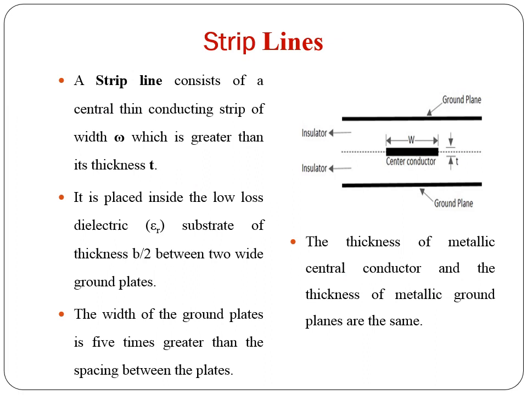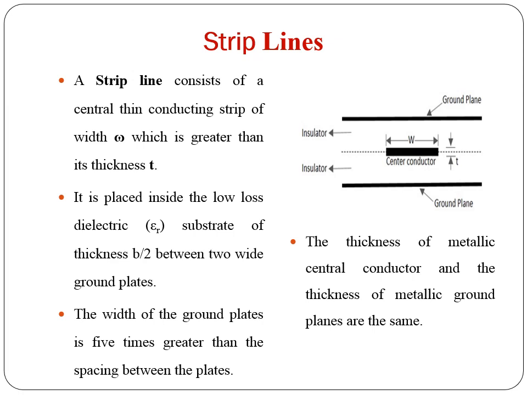Dear students, in this class we will discuss strip lines and the types of strip lines. Strip line is a transverse electromagnetic transmission line medium. Strip line is the earliest form of planar transmission line. Strip line circuit uses a flat strip of metal which is sandwiched between two parallel ground planes.